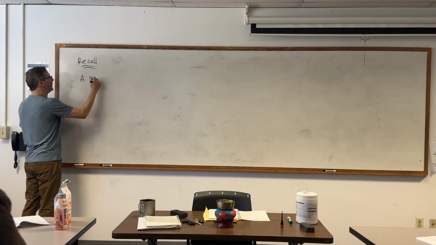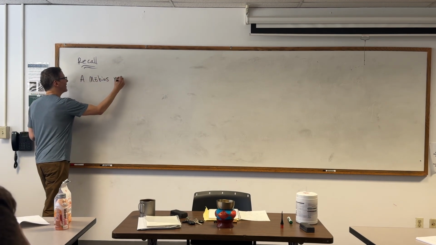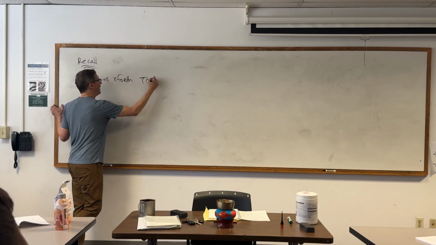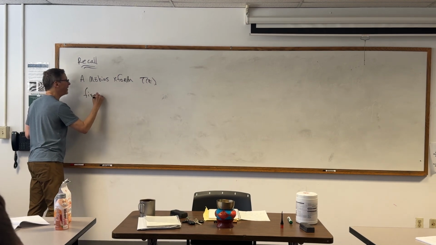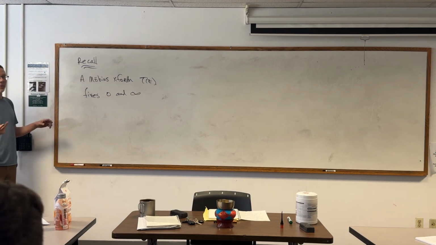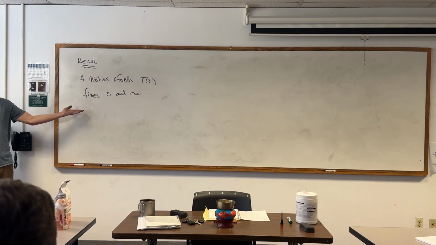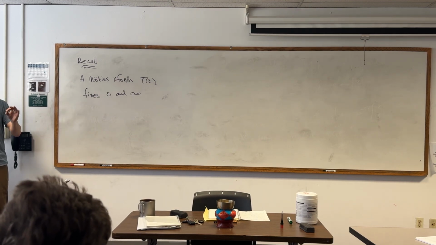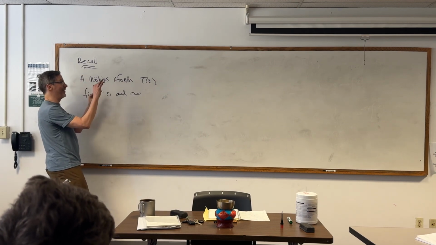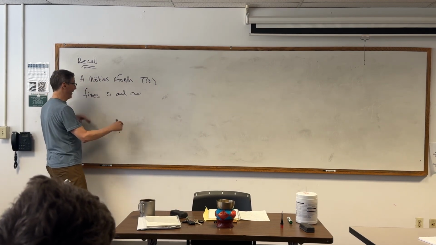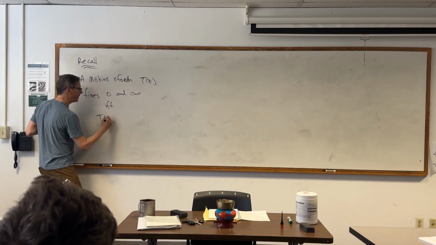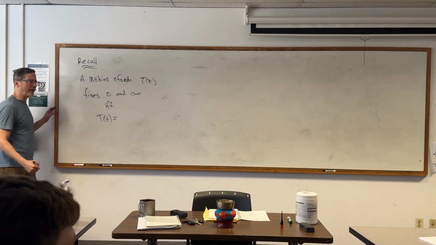A Mobius transformation T of z fixes 0 and infinity. So it's got 2 fixed points, the most fixed points you can have, right? There's either two, or there's one, or all of them are fixed. T fixes 0 and infinity if and only if, what does it look like?